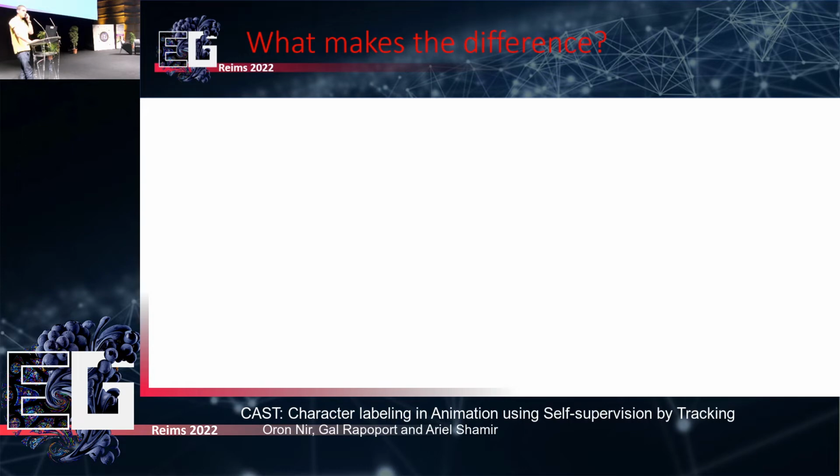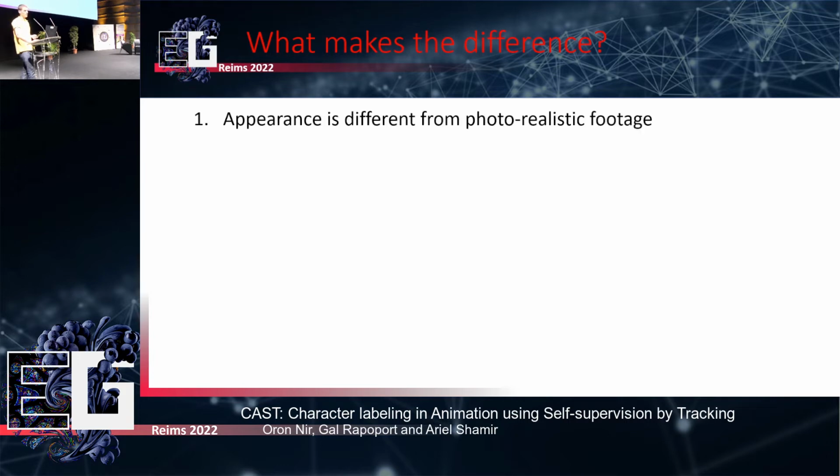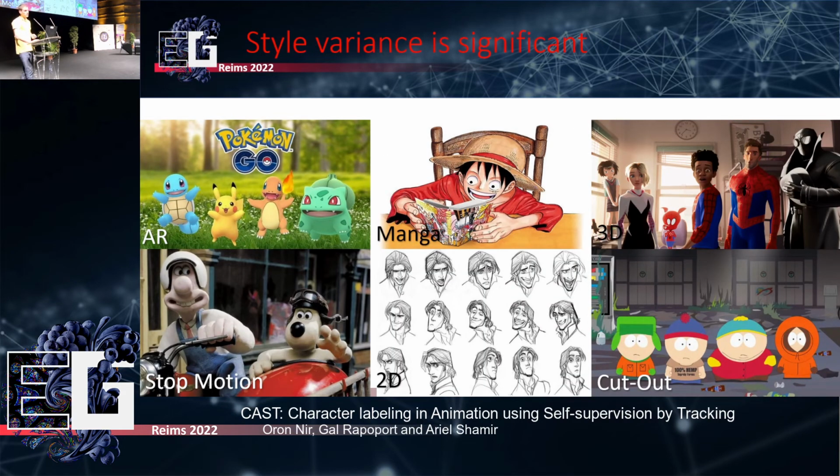So what makes the difference? First and foremost, animation is produced totally differently than photorealistic footage, as you know. The large variation in styles is a factor that makes the data appear totally differently, like when we look at stop motion, manga, and cutout. The variance between anthropomorphized characters is high due to style, shape, and animation techniques.